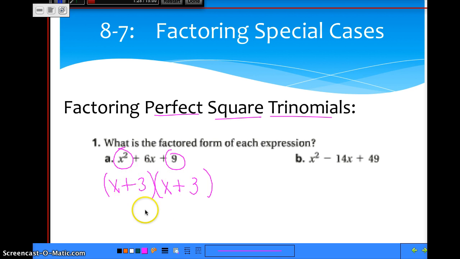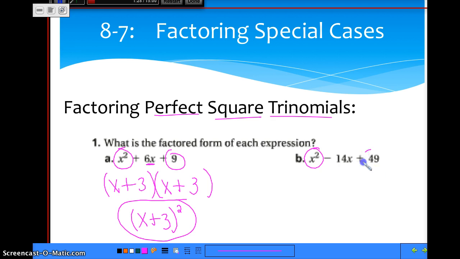If you FOIL that back out, which I'll do a quick check right here, outers would be 3x, inners would be 3x. If you add those together, they do check back out to 6. So that does check. Now, understand that a lot of times when they leave the answer, especially on a state exam, they won't leave it like that. Because x plus 3 is the same binomial twice, they're going to write it like this, which is the same thing. It's 2 of them. Okay, so let's look at the next one.